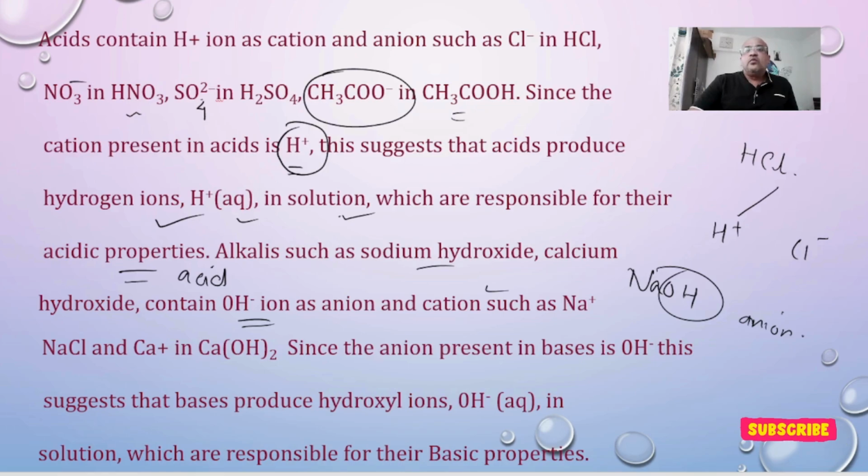We see here that the anion present in bases is OH minus. This suggests that the bases produce what? They produce the hydroxyl ion, that is the OH minus ion, in the solution, which is responsible for the basic property of the bases, right?